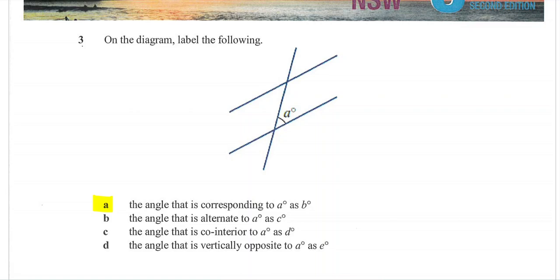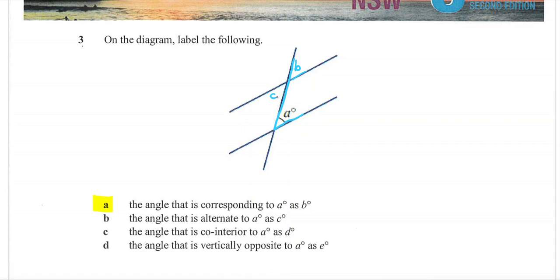Question 3, on the diagram, label the following. So I want to name the angle that is corresponding to the A, and I want to give it the letter B. Corresponding forms an F shape. So the angle that I'm after would be up here because I would have this upside down F shape happening. Then you need to try and put the alternate angle as a C. So alternate angle is there.